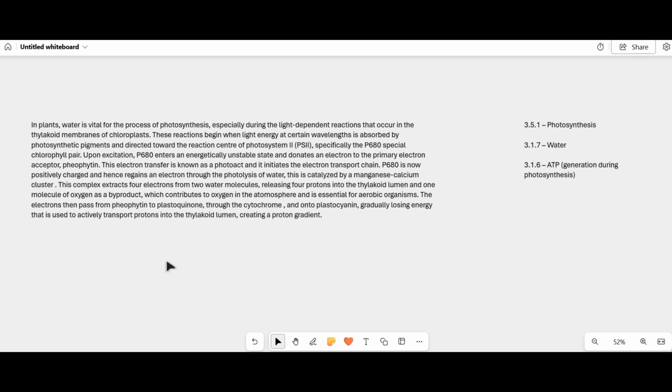So this is the extra information paragraph that I included. This is it right here. In plants, water is vital to the process of photosynthesis, especially during the light-dependent reaction that occurs in the thylakoid membranes of chloroplasts. So that's just straight A-level, that's standard. Now, these reactions begin when light energy at certain wavelengths. So when you start talking about wavelengths here, all these biology examiners, they like that.